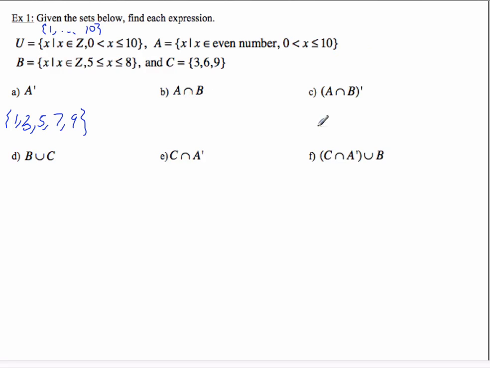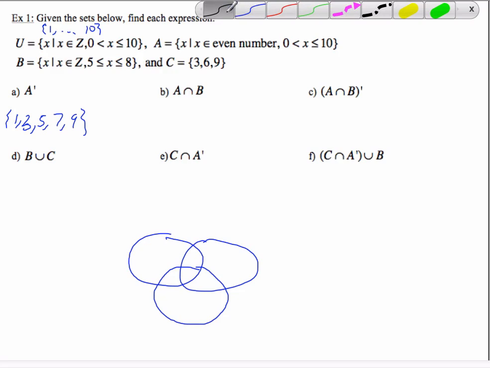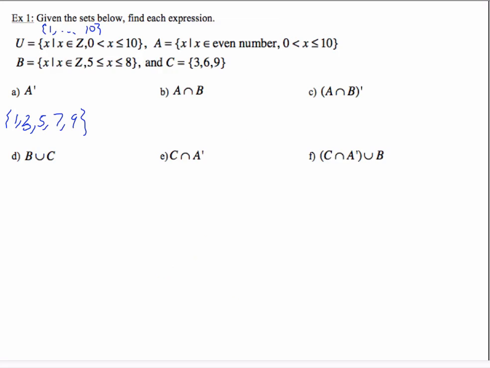A intersect B. Now it might be helpful to use a Venn diagram here. So I'll set up this Venn diagram and put in some numbers. Actually, let me label it A, B, C. And in A we have the even numbers. So we have A intersect B, so everything that's in A and B.